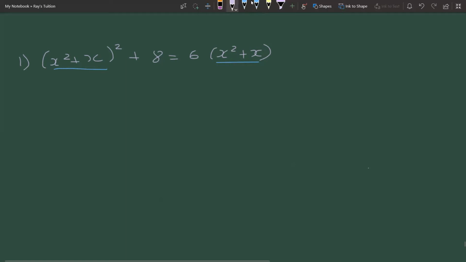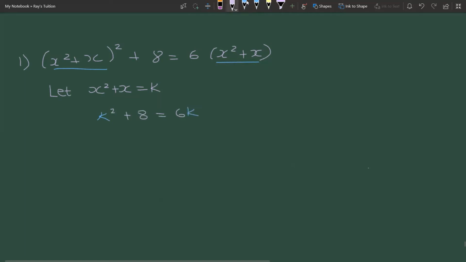So what's an easier way to do it is to identify that there's these two things in common and substitute it. You can let it be equal to anything. Normally the thing that is used is k, and that's why it's called the k method also. So then whenever we see x squared plus x, we're going to replace it with k. So over here, this x squared plus x is going to be replaced with k, and it is squared, plus 8 is equal to 6, and again, this x squared plus x is going to be replaced with k.